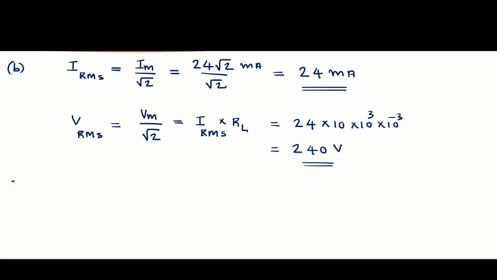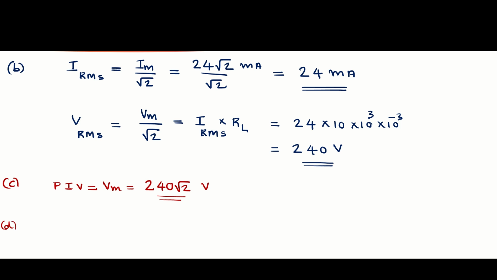And the third question is, what is the peak inverse voltage? The peak inverse voltage PIV is equal to Vm. Already we have found out the value of Vm, which is equal to 240 root 2 volt.